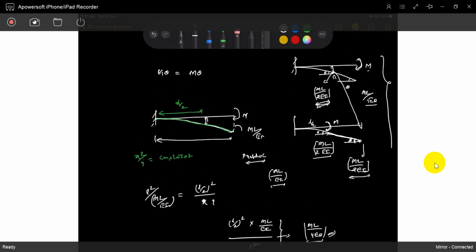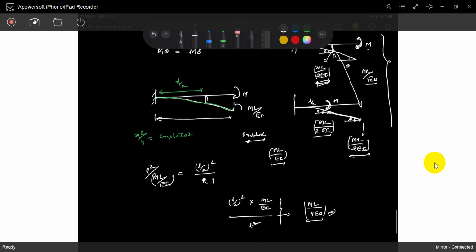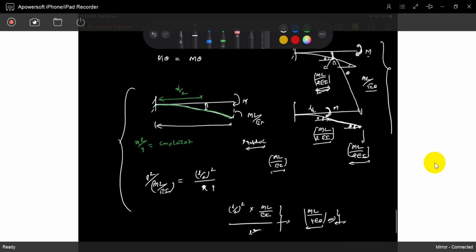It's a parabolic, na? So we already calculated this is M. This is ML by, what is that value? We don't know. This is M. This is ML by 2EI. ML by EI. So ML by 2EI, that is the slope here. So this is the same slope, same slope here. But this will come by a parabolic equation. We get ML by 4EI. What is wrong in this calculation? Which one is wrong?